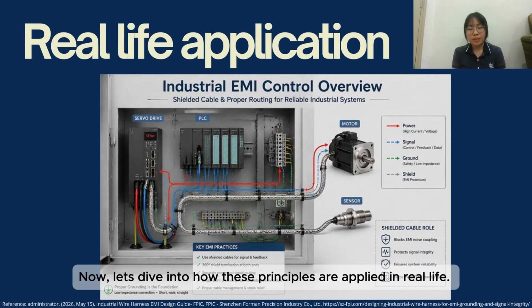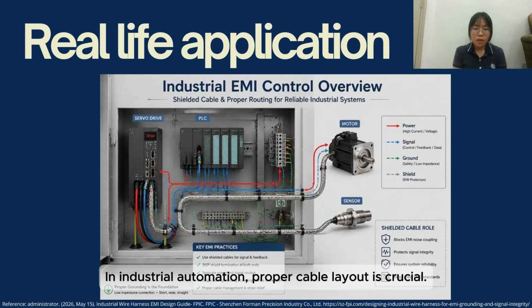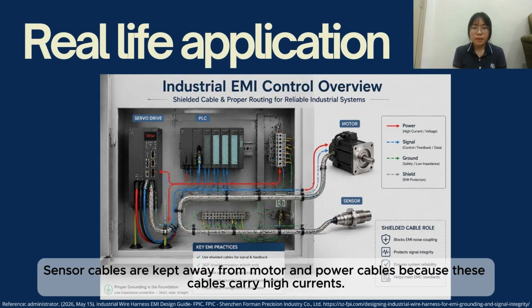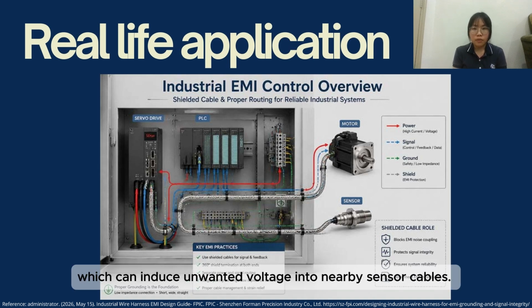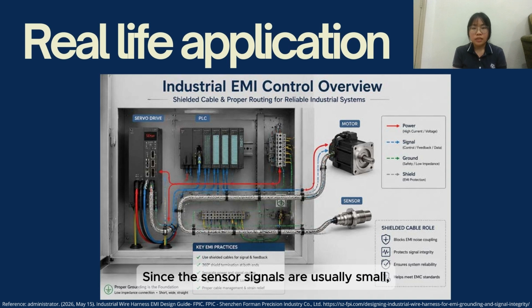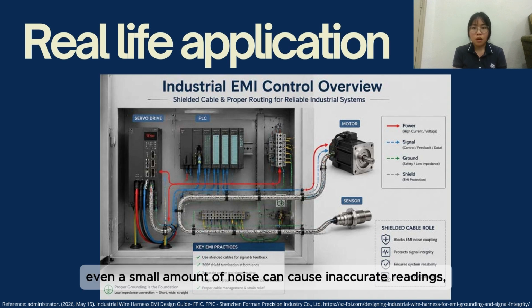Now, let's dive into how these principles are applied in real life. In industrial automation, proper cable layout is crucial. Sensor cables are kept away from motor and power cables as they carry high current. The changing current can create an electromagnetic field which can induce unwanted voltage into nearby sensor cables. Since the sensor signals are usually small, even a small amount of noise can cause inaccurate readings which may lead to reduced system reliability.